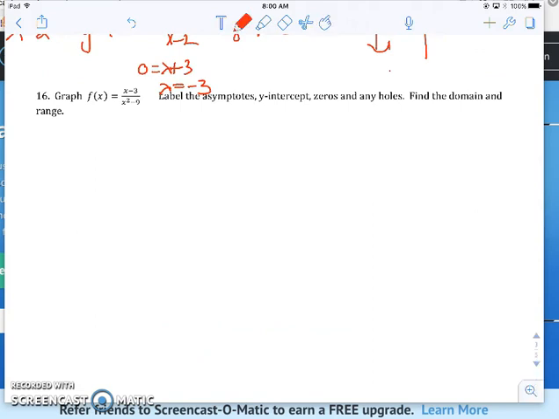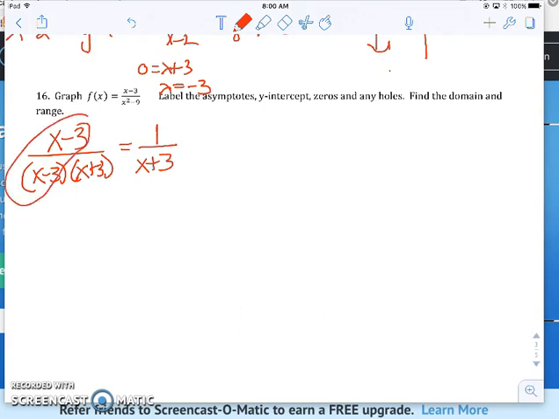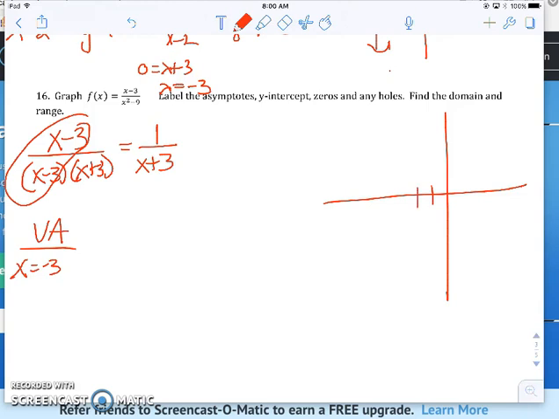So here's another graphing one. We have to label and find everything. So we have x minus 3 divided by x minus 3, x plus 3. So it simplifies to 1 over x plus 3. So once again, we got a hole here. So graphing it, our vertical asymptote would be at x equals negative 3. 1, 2, 3. Dash that in. Our horizontal asymptote, well, let's see. When we look at our degrees here, small over big, so it's automatically at y equals 0.